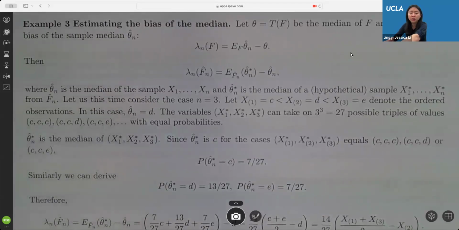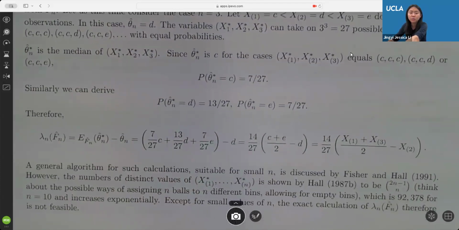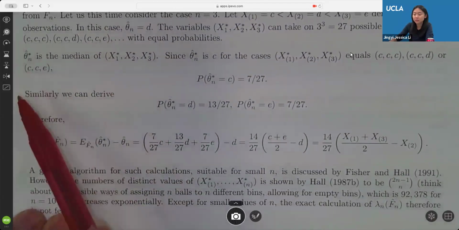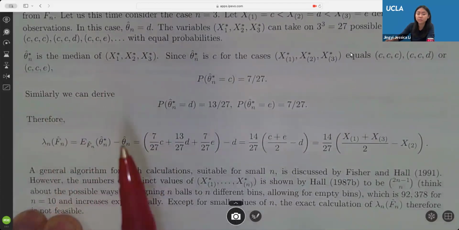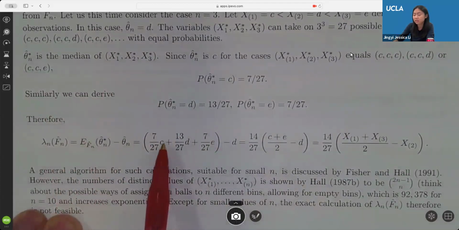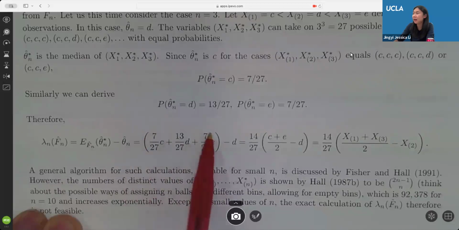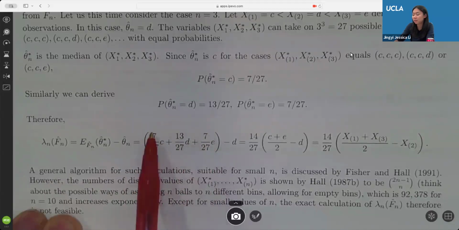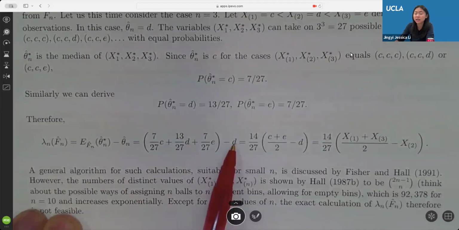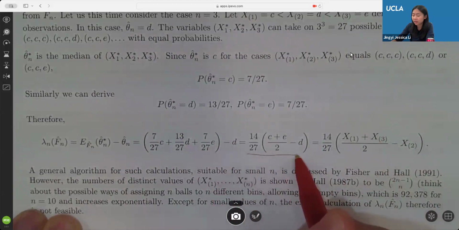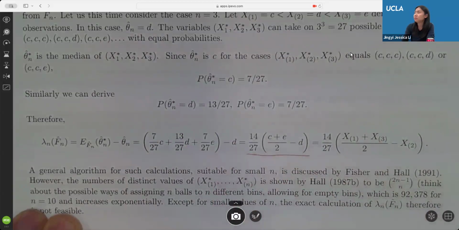So essentially, you can calculate your plug-in estimator for the bias using this hypothetical sample. You are calculating the C, D, E weighted average given their respective probabilities. This is your expectation. While D from the original sample is your theta n hat. You take the difference. This is what we get.